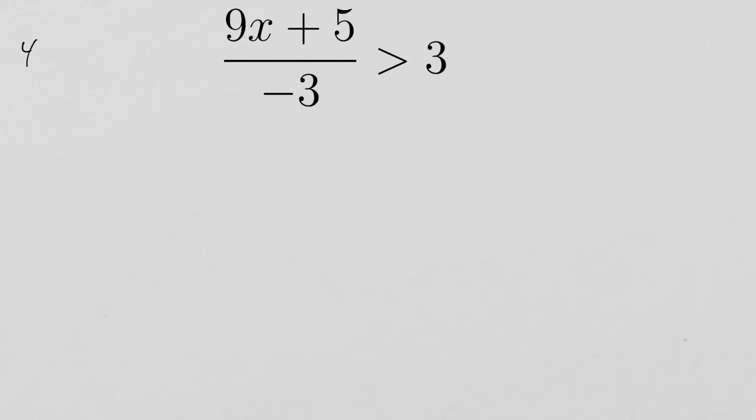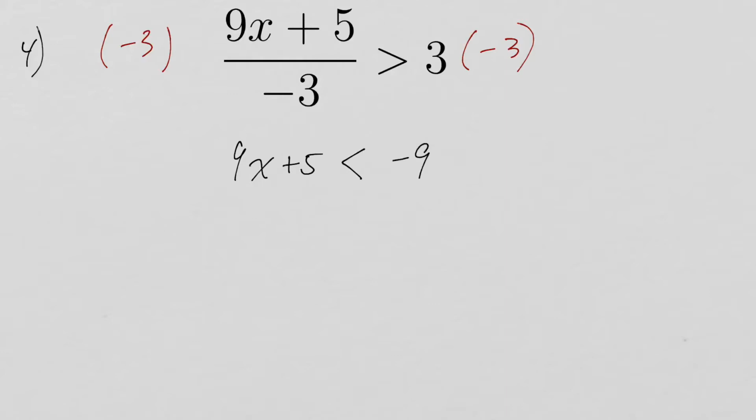Okay, number 4. We're first going to get rid of this negative 3 in the denominator by multiplying each side by negative 3. And because we're multiplying by a negative, the inequality is going to flip directions. So it'll become a less than. And negative 3 times 3 is negative 9. And now we'll move our 5 to the other side by subtracting it. And we're going to end up with 9x is less than negative 14.